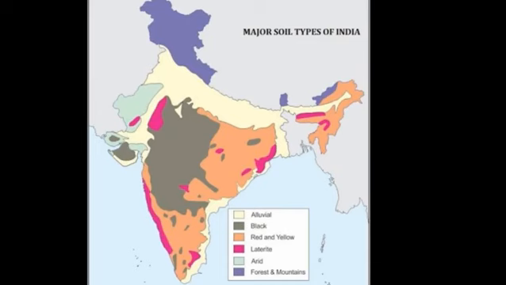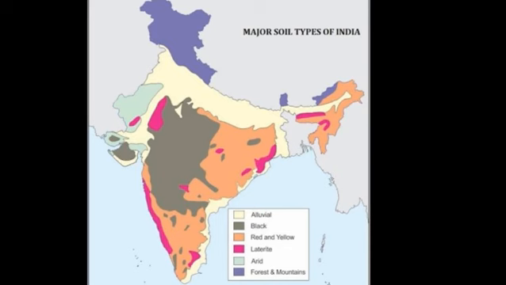Last, we are going to read about desert or sandy soil. Desert soil is the least fertile soil. It is coarse and porous and cannot hold moisture. It is light in color. It is sandy with some clay.